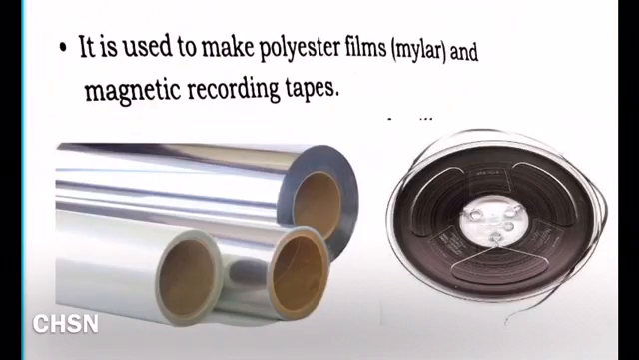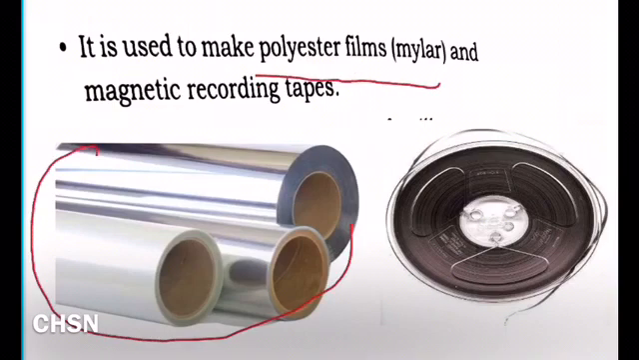Then another use other than the textile industry, what are the other uses of polyester? It is used to make polyester films or mylar. So this is mylar. Mylar is an additional covering to cover cloth or paper to get a shiny appearance and also at the same time for protection. So this mylar can be made up of polyester.